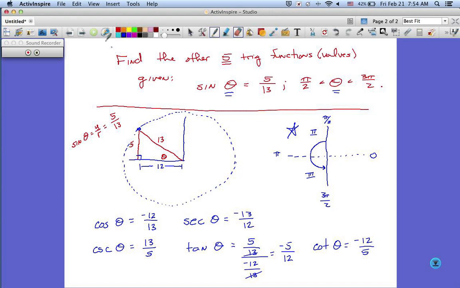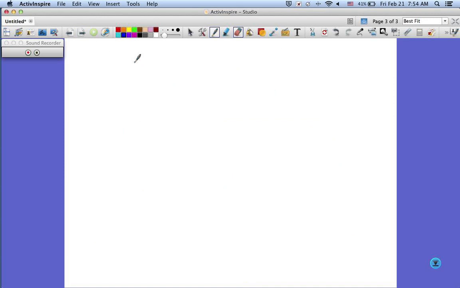Okay, let's do one more example here. And let's do the exact same thing. We're going to say find the other 5 trig functions. If that first example is good enough for you, then be done with the video. If not, why don't you watch this one? Find the other 5 trig functions, or values again, whatever you want to call it.